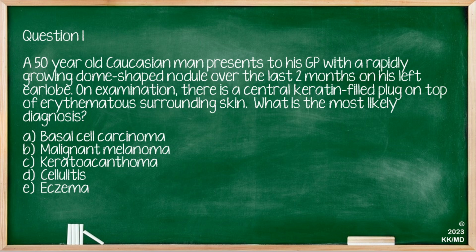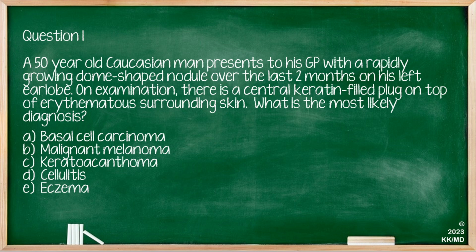So reading all of this, if we go through all of the options, BCC is not going to be the correct option because this is not classically describing your pearlescent nodule. Malignant melanoma is not going to be the likely option because this is describing a very rapidly progressing case and specifically is saying that it's filled in with a central keratin-filled plug on an erythematous base.